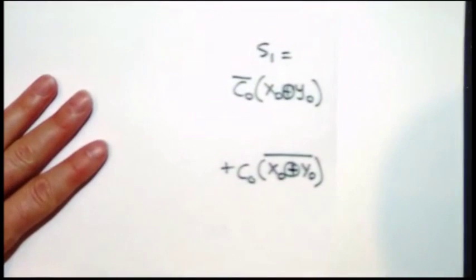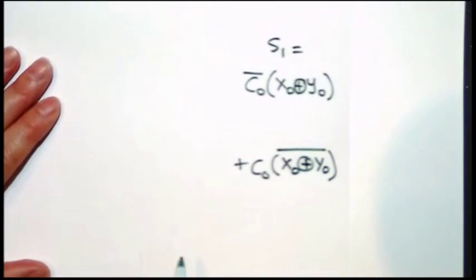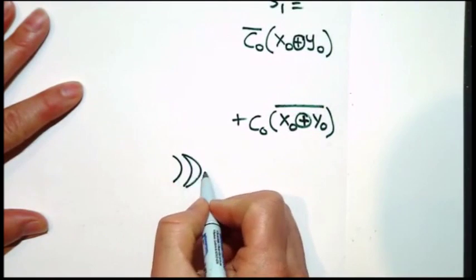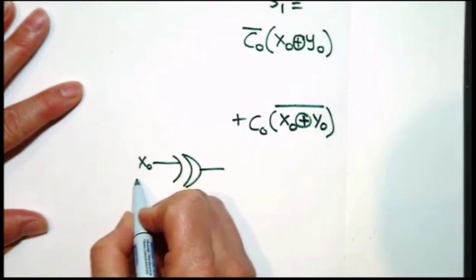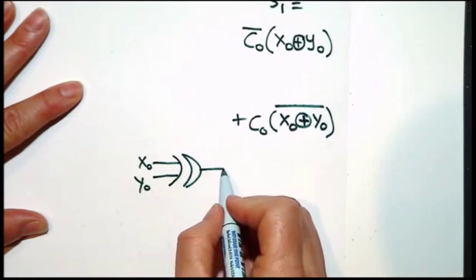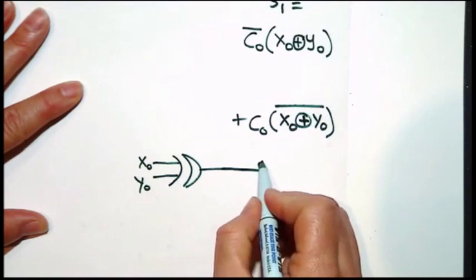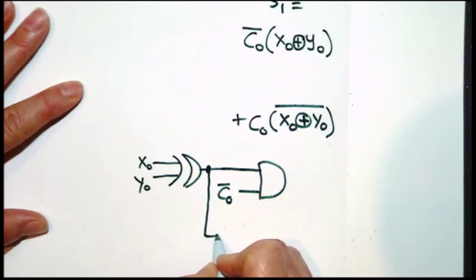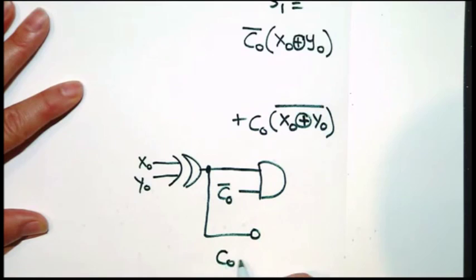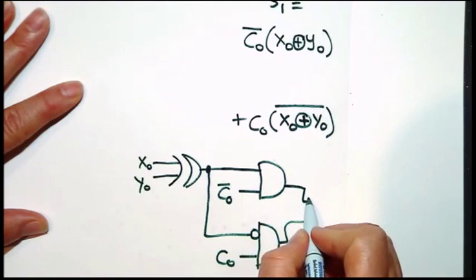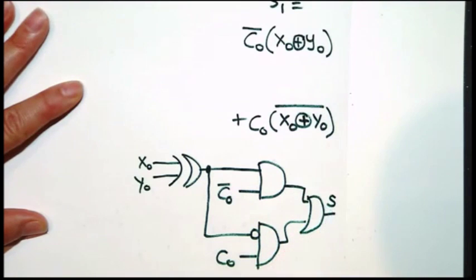So let's do that. For S, so we had S1 was equal to not C0. So in order to do this, I need to exclusive OR X0 and Y0 together. And I need to AND that with not C0. And I also need to negate it and AND it with C0. And then I OR those two things together to get S.